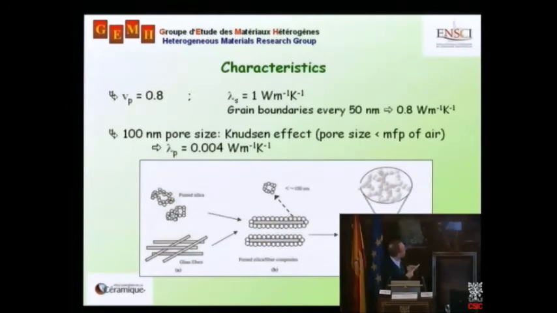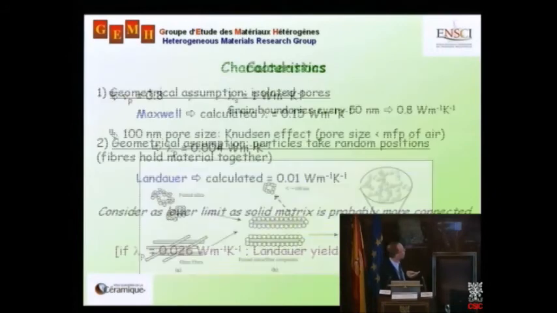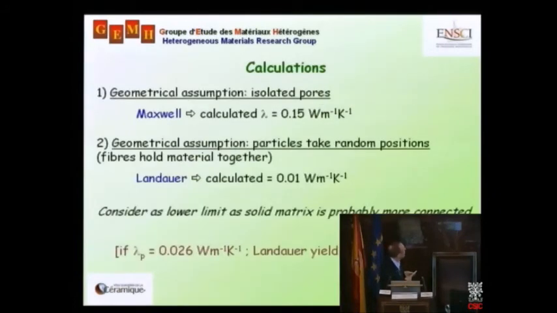So I'm going to take this value here, and this value here, and do something very simple. I'm going to apply Maxwell's model. If I do that, it gives me a value of about 0.15 watts per meter per Kelvin, which is nowhere near 27 milliwatts per meter per Kelvin. So I don't have enough of a model, even though I've taken into account a lot of interesting features.